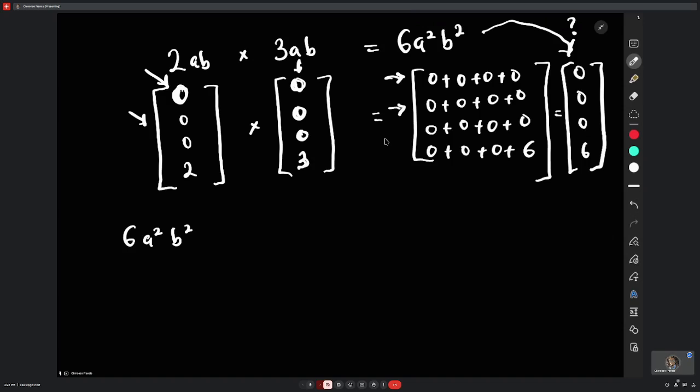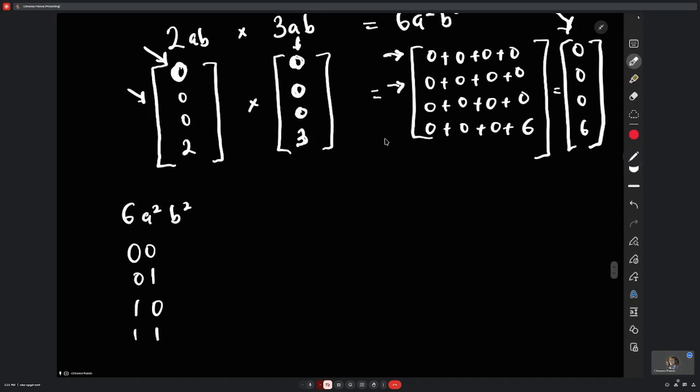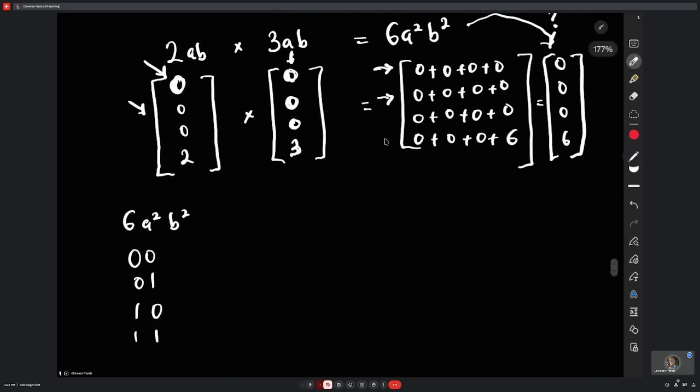0 squared is 0. But what are we evaluating it over first? The Boolean hypercube. Do we all agree? Yes. If 6a squared will give this, that means 6ab will also give this. Exactly. But are 6ab and 6a squared b squared the same polynomials? They are different. It's supposed to be much longer, because now you have 4 variables, so it's supposed to have 16.